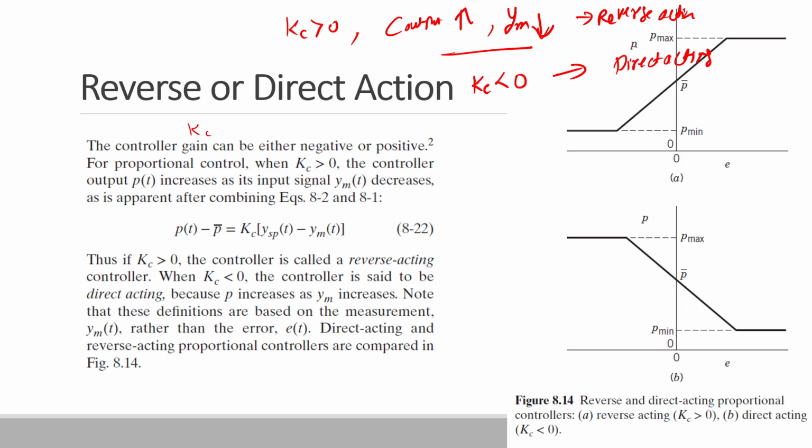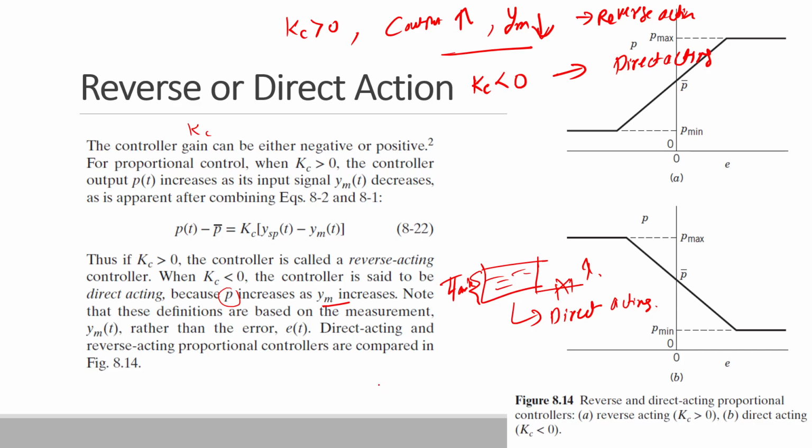So these are just terminologies that we need to remember in order to find the kind of control action that we are using. Over here we can see that when Kc is less than 0, the controller is said to be direct acting because P, that is the controller output, increases as the measurement increases. That is, if you consider the example of level control, if the height of the level in the tank increases, then we have to open the control valve. That is, the controller output should also increase. Such a kind of system is known as direct acting. That is, with the increase in level, you need to increase the control valve opening.